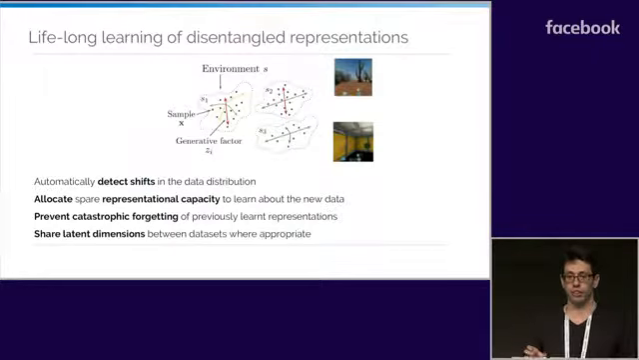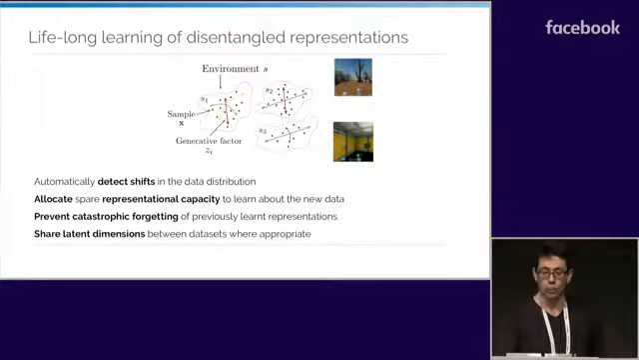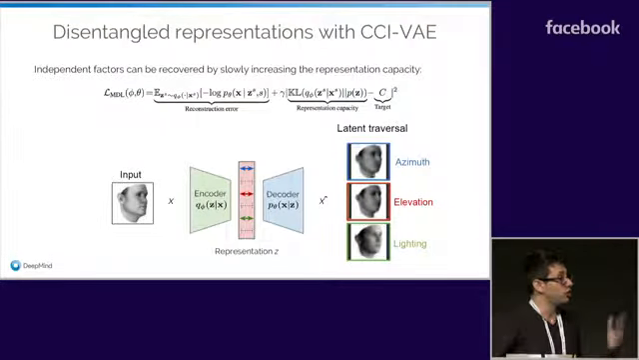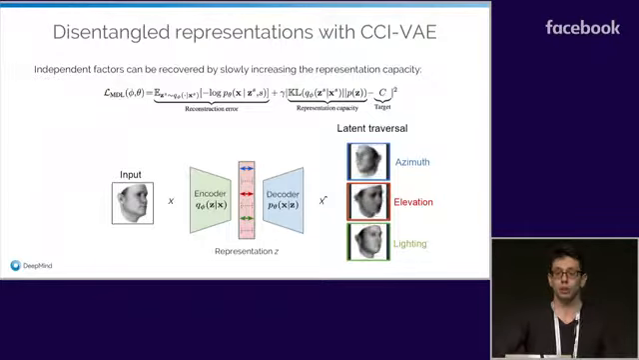This entails several things, like understanding when the environment changes, understanding which factors can be reused, and how do we actually learn new factors when we need to do that. But first of all, how do we actually learn factors in one single environment? One technique that emerged recently is to use a minimum description length principle, in particular the constraint capacity increased variational autoencoder training algorithm, which slowly increased the capacity allocated to the representation. This prompts the network to learn, in order of importance, several meaningful semantic factors of variation.